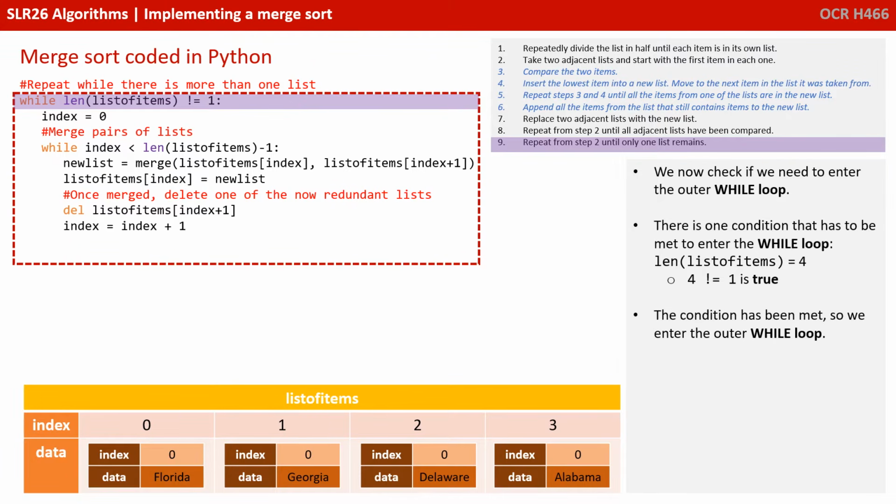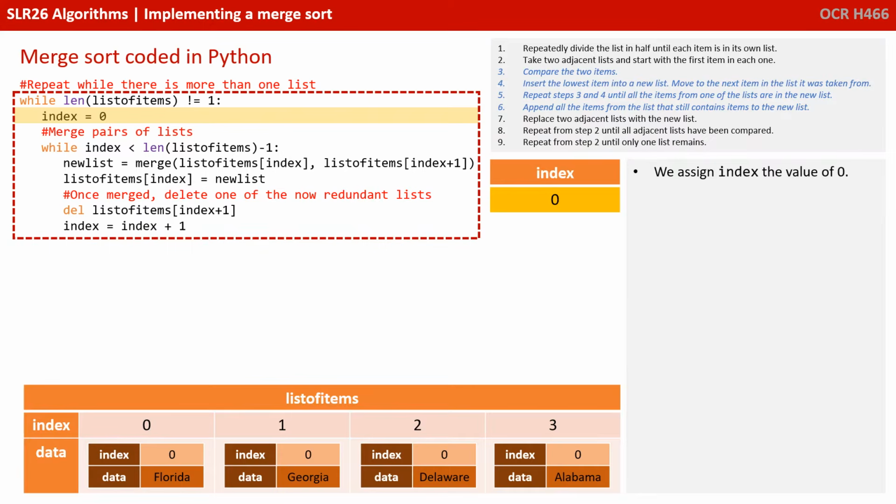We now check if we need to enter the outer while loop. There's just one condition that has to be met to enter the while loop. So let's look at the length of list of items. That's 4. 4 is not equal to 1 is true. So the condition has been met, so we enter the outer while loop. We assign index the value of 0.